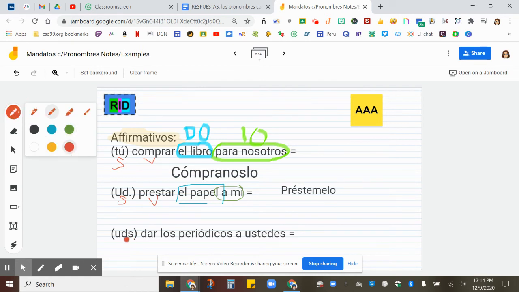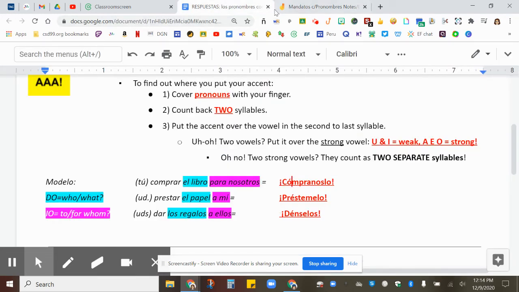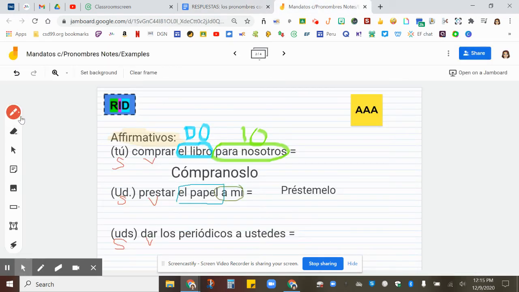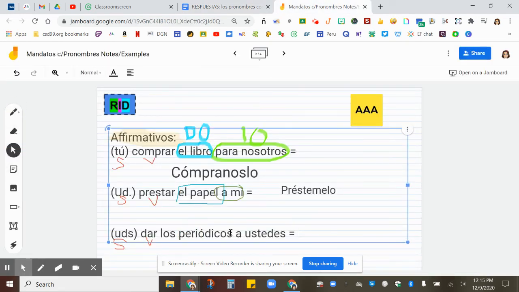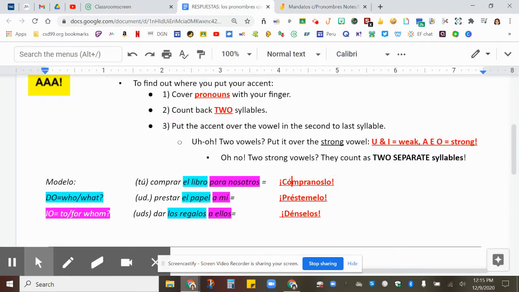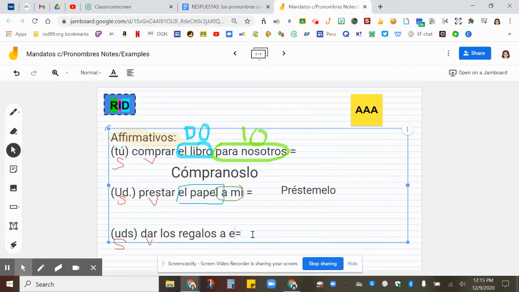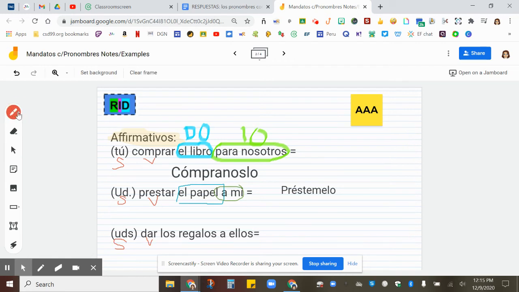I've got my subject is ustedes. Dar is my verb. I think I actually changed this one to los regalos. Let's fix that. Regalos are more exciting, much more exciting than periódicos. Regalos. ¿A quién? A ellos. Okay, now it's better. Los regalos answer what is being given. A and a name or a group of people tells me to whom they are going to be given.